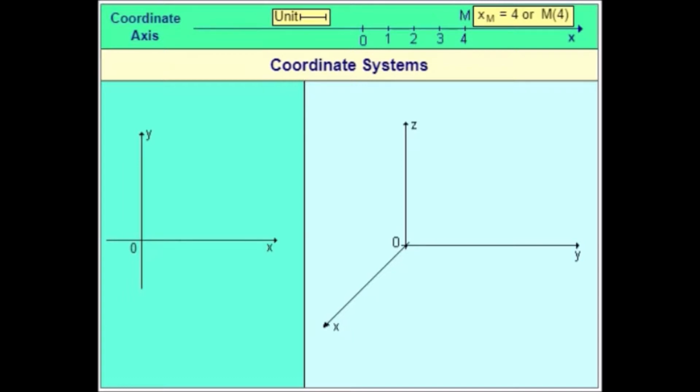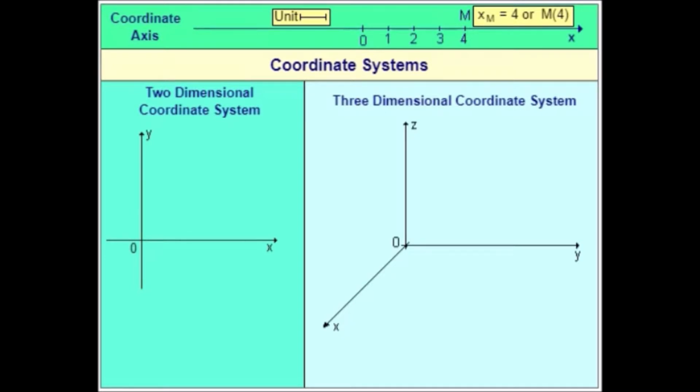Coordinate system. A coordinate system consists of a set of coordinate axes. The most common are the coordinate systems with 2 and 3 axes of coordinates. A two-dimensional coordinate system consists of two perpendicular axes of coordinates, OX and OY. The position of any point P in the XOY plane is given by a set of two numbers, x, the abscissa, and y, the ordinate.